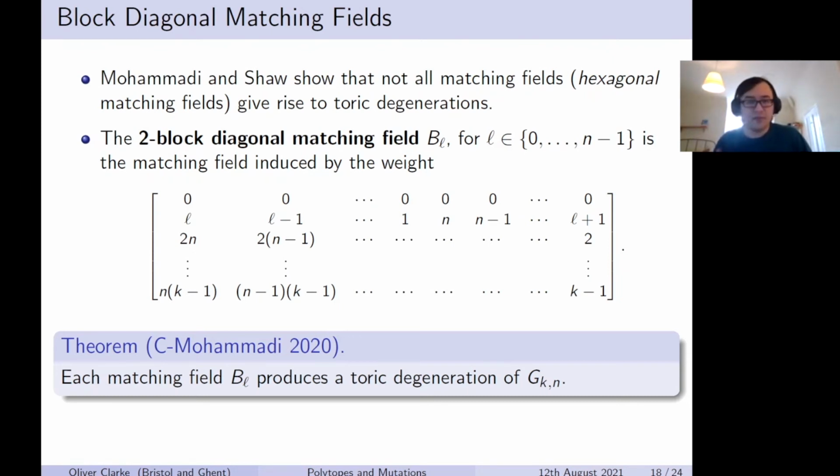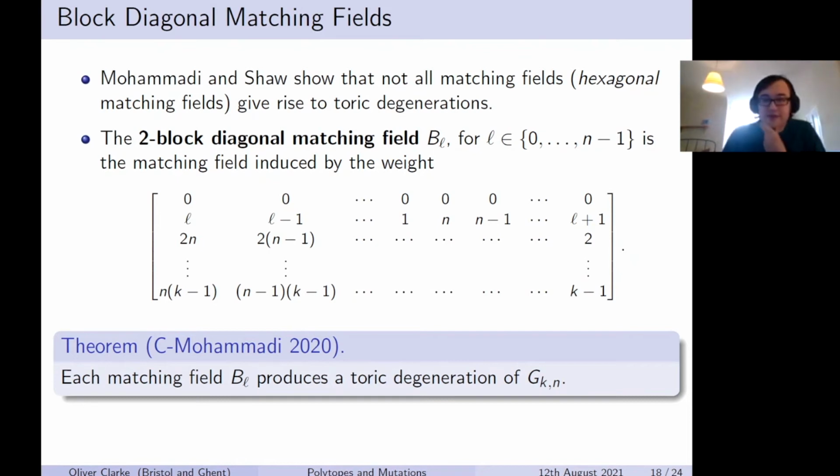And in fact, even more is true. You can move to other families of varieties, including full flag varieties, and you can take a very similar approach and show that all of these weights give rise to toric degenerations there as well. But I'd like to focus on the Grassmannian case today.